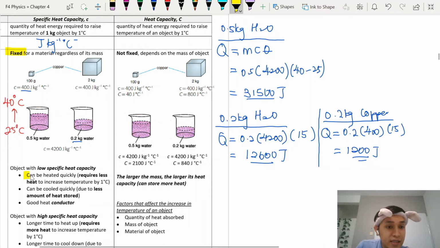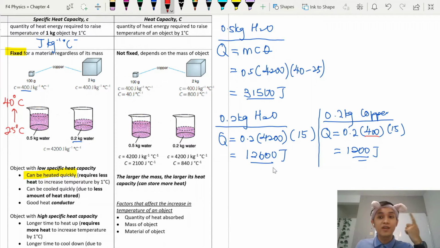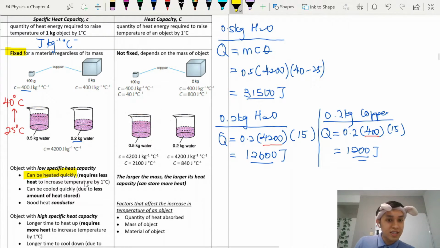Look at my sentence here. If you have a low specific heat capacity, you are going to heat up faster, because you only need a small amount of heat energy and then your temperature will go up very fast. Whereas for a material which has a high specific heat capacity, you are going to heat up slower, because you need more heat.